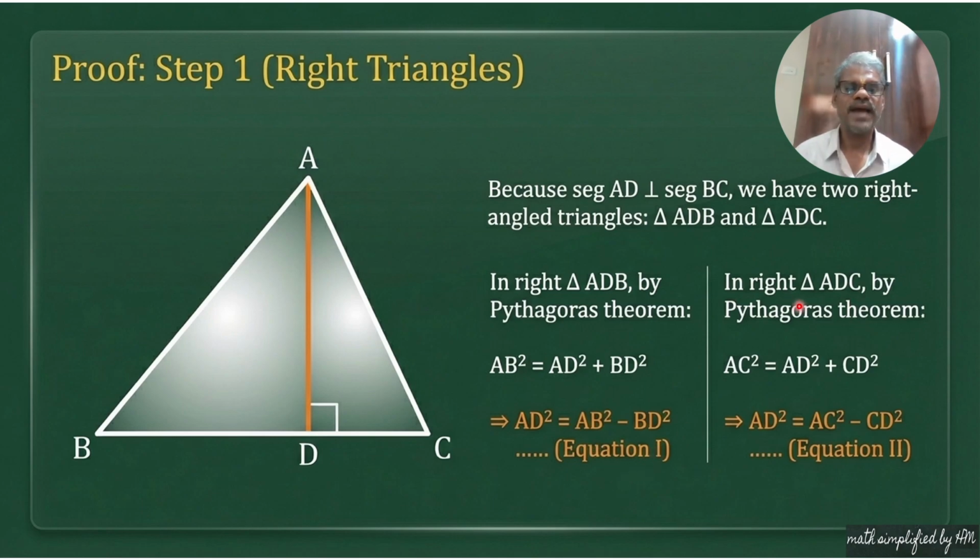Similarly, in right angled triangle ADC, by Pythagoras theorem, we get AC square is equal to AD square plus CD square. Isolating for AD square, we get AD square is equal to AC square minus CD square. Name this as equation 2.